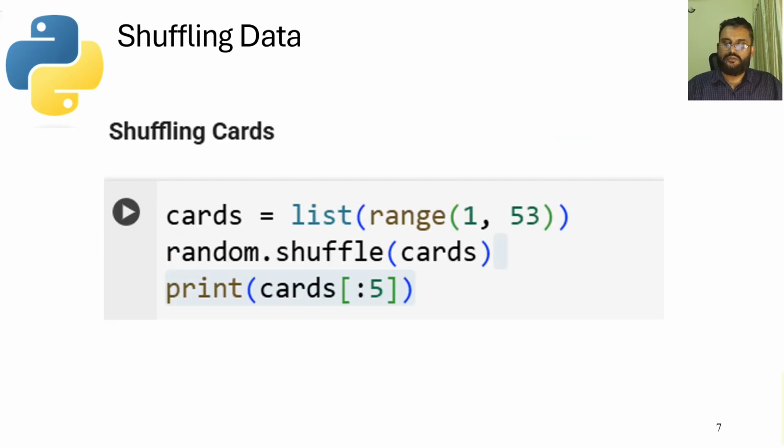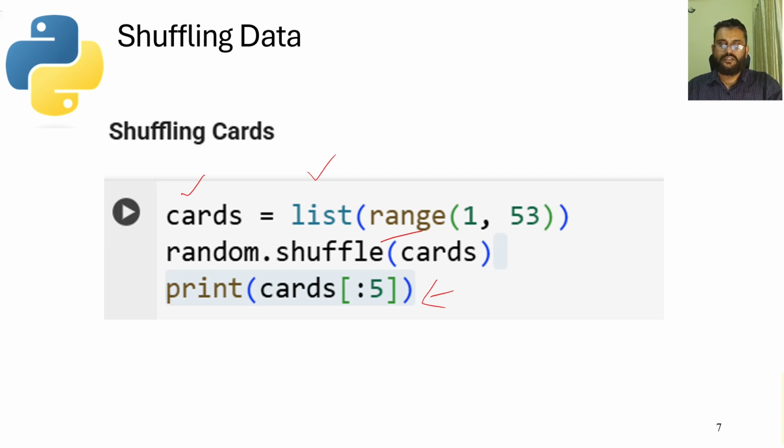So we can also make use of the random method to shuffle certain data. For example, if I have a deck of cards which I'm trying to create by means of the range function, which will generate numbers from 1 to 52, stored as a list in the variable cards, I can invoke the random.shuffle method to shuffle the elements of this list, and then I want to see the first 5 cards or the first 5 elements of the cards.